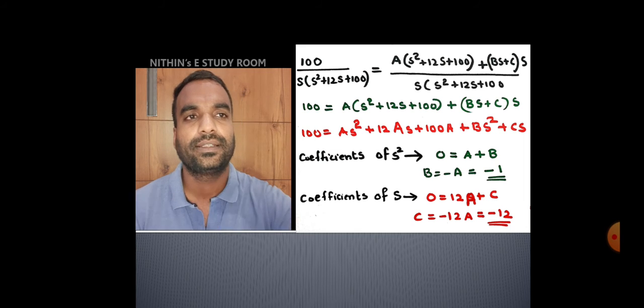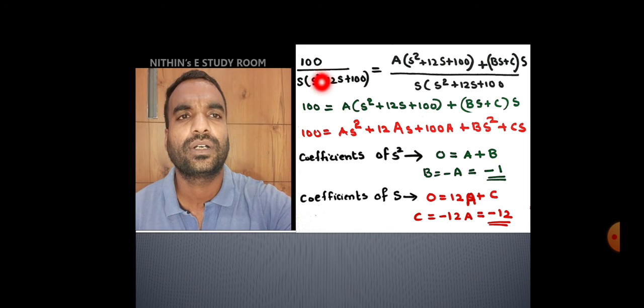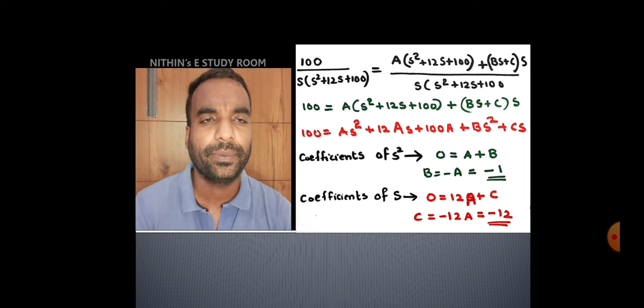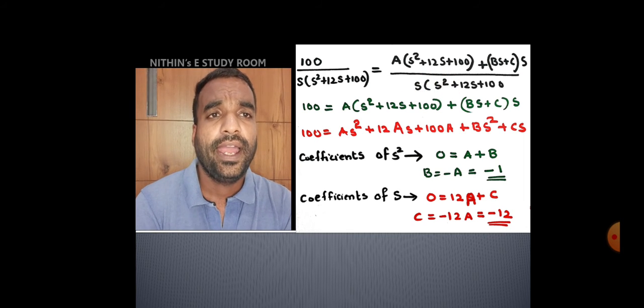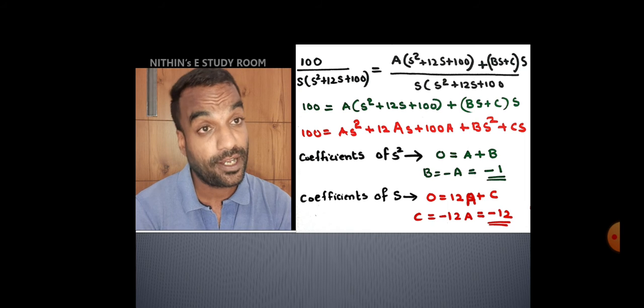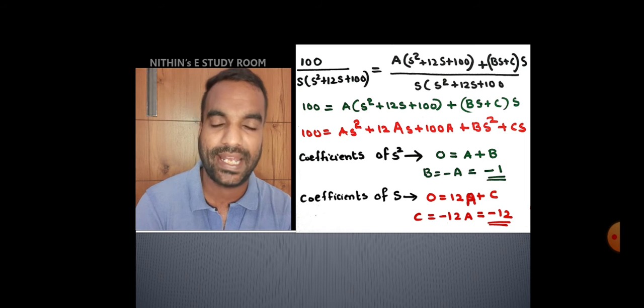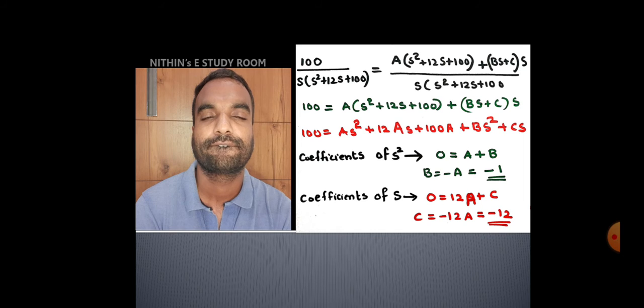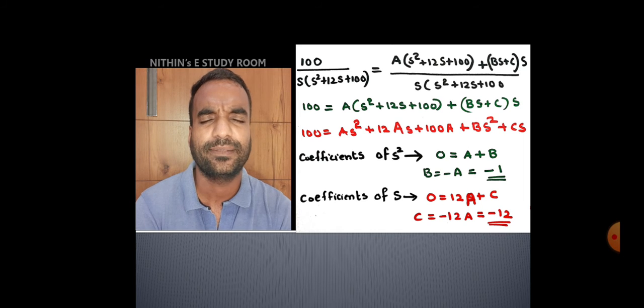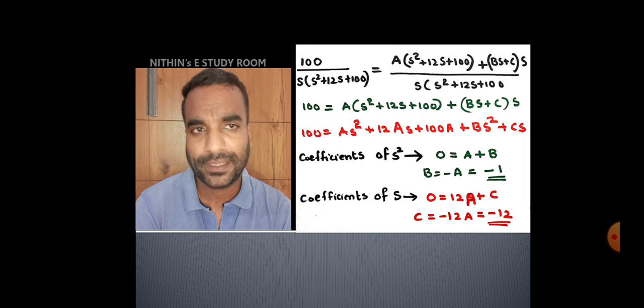Okay, I think this is a common mathematical step. Now the denominators are common, we can cancel them. Now it will become 100 is equal to a into s square plus 12s plus 100 plus bs plus c into s. Is it clear? Just take LCM on the RHS, then you will get it like this. Now please open the brackets.